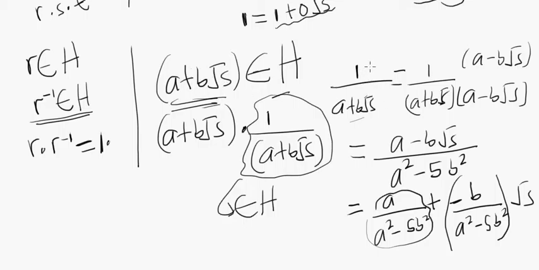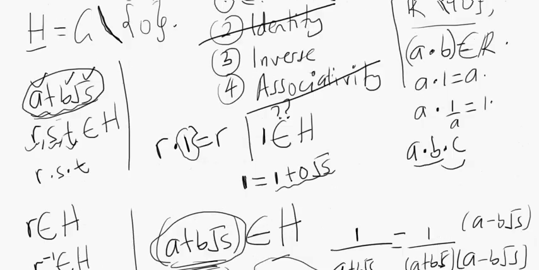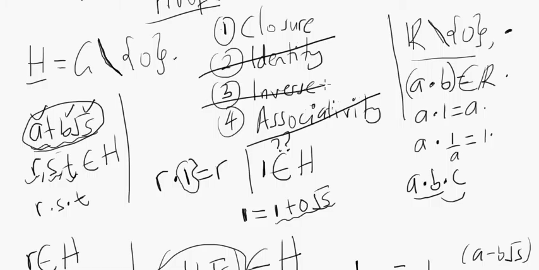So if you divide 1 by something that's not 0, there's no way you can end up with the entire thing being equal to 0. That doesn't make sense, right? And so we see that every element of H has an inverse, and that inverse is an element of H as well. And so we've now proved that every element has an inverse.